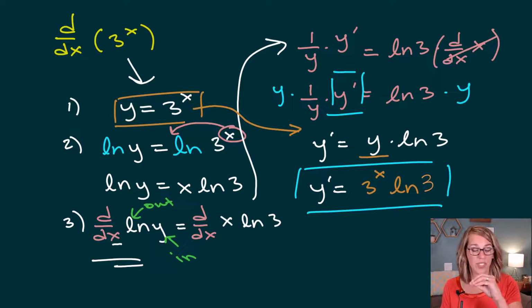So we took our function, y equals, we applied the natural log to both sides, we used some properties of logarithms to simplify, and then used implicit differentiation to run that derivative through our statement. Finally, we solved for y prime. Let's take a look at a second example.